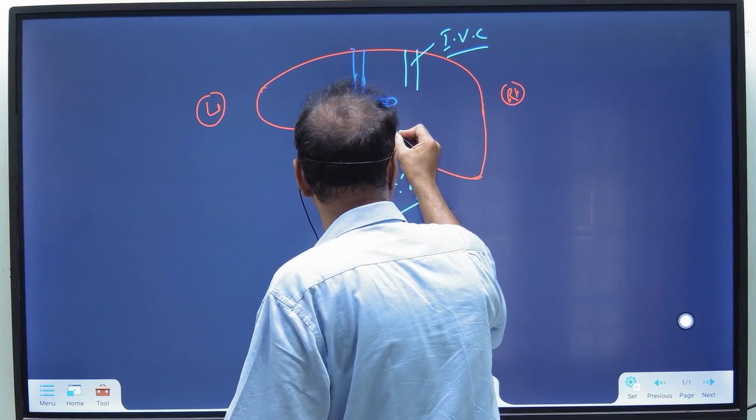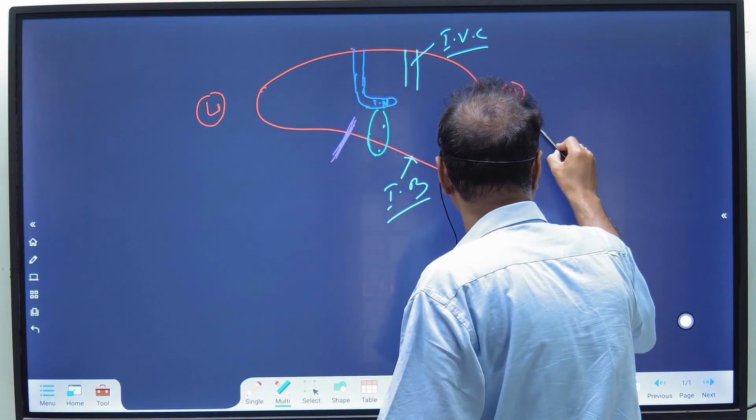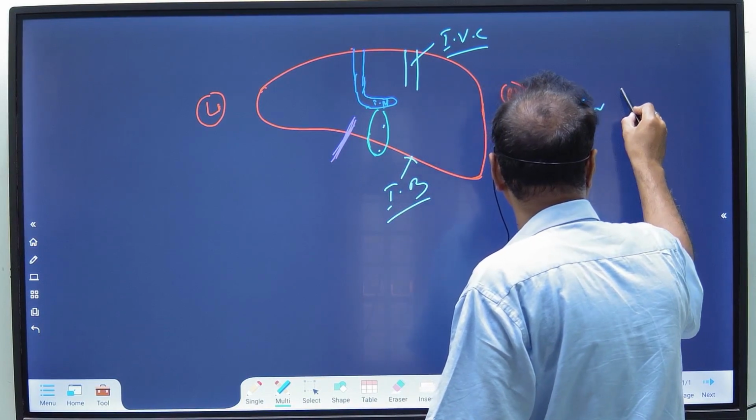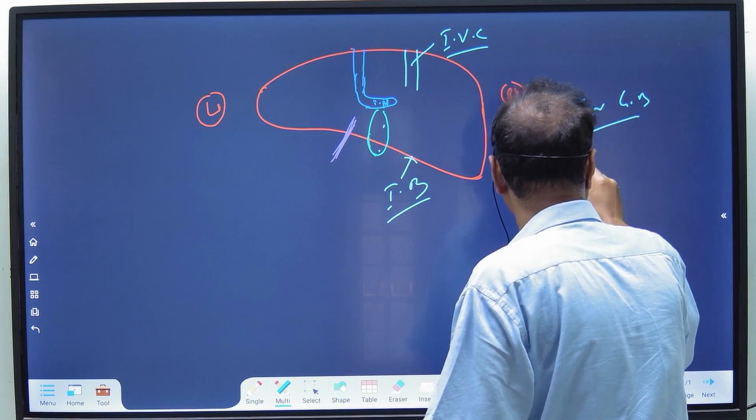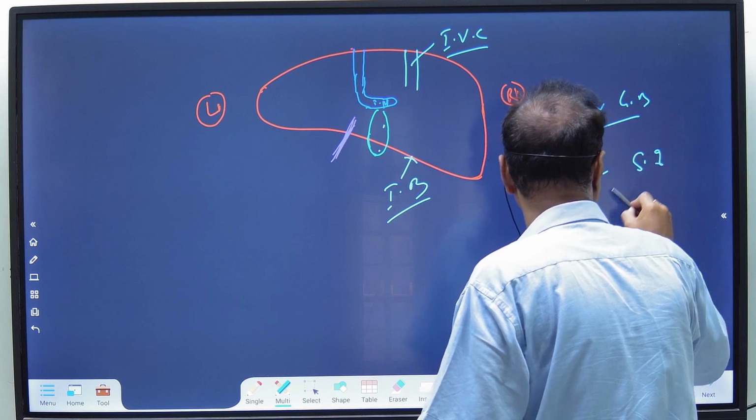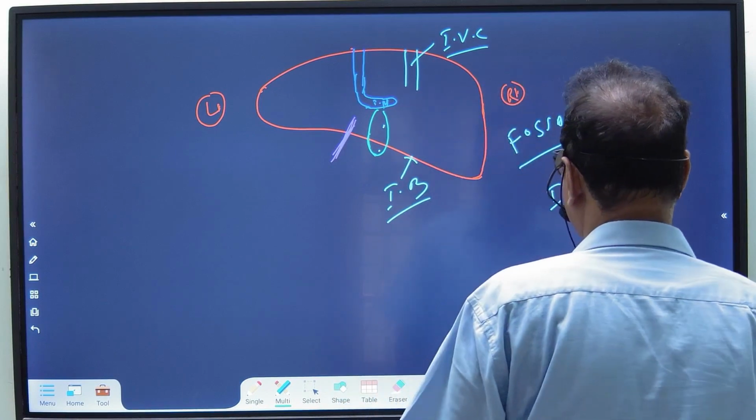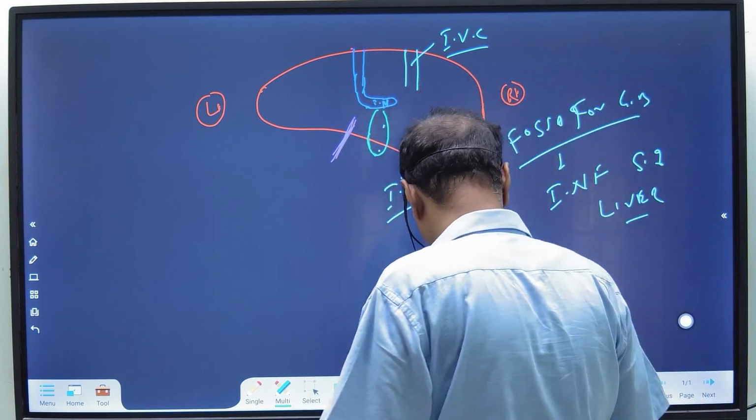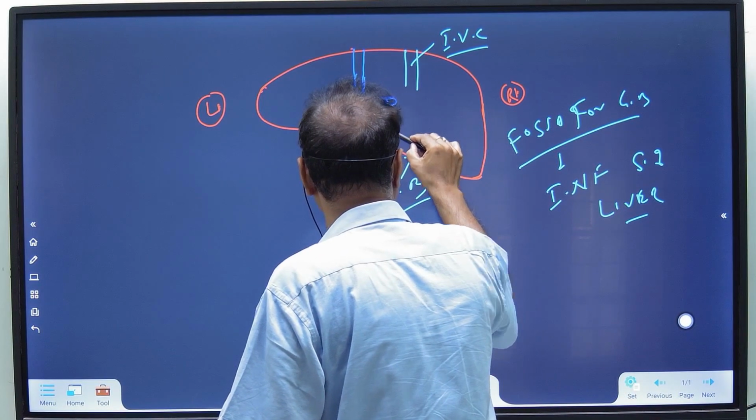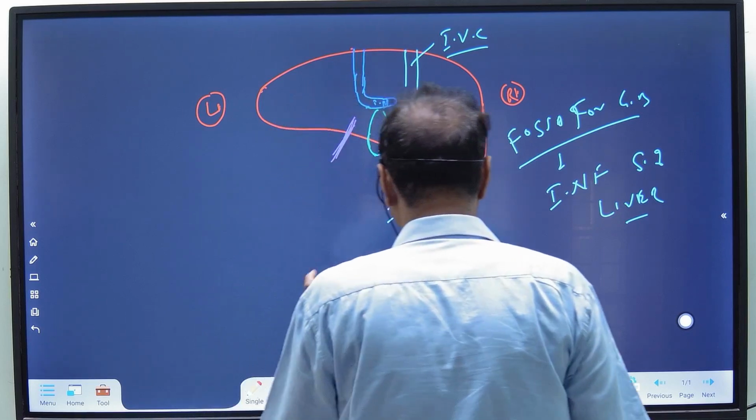Where is it situated? It is situated in the fossa for the gallbladder. And where does the fossa for the gallbladder lie? On the inferior surface of the liver. On the inferior surface of the liver the fossa for the gallbladder lies, and in that fossa it is over there. Its length, counting from here to here, is 7 to 10 centimeters.